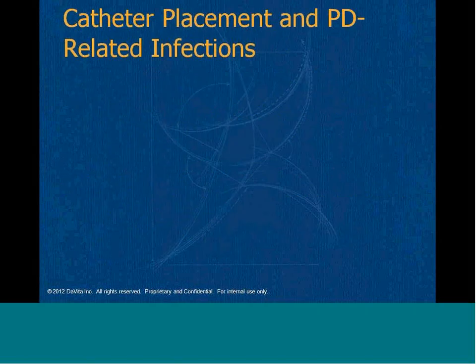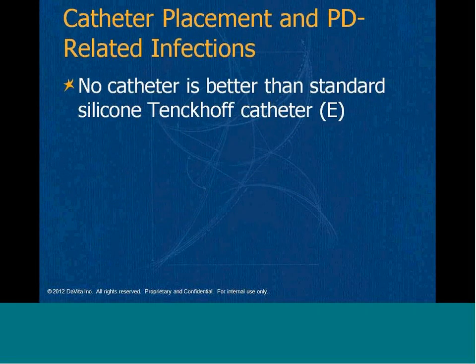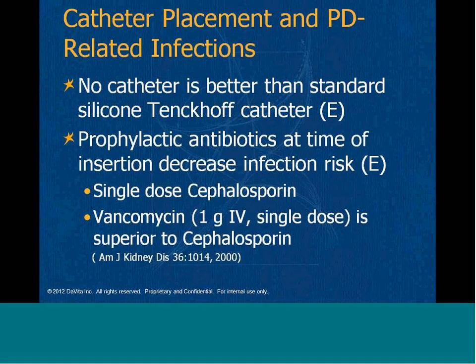What about the catheter placement and related infections? There is no question that the standard Tenckhoff catheter is as good as any other catheter for peritoneal dialysis, and we mean that this is evidence-based. Antibiotics at the time of insertion decrease infection risk, unquestionably. This is something you will have no control over. This is a hospital policy, but reaching out to the hospital and making them aware of this is important. Traditionally, the hospital used cephalosporin as a single dose at the time of catheter insertion. There is no evidence that vancomycin is superior to cephalosporin as a prevention of infection after the catheter is inserted. Of course, if the patient is allergic to cephalosporin, we'll have to use vancomycin.